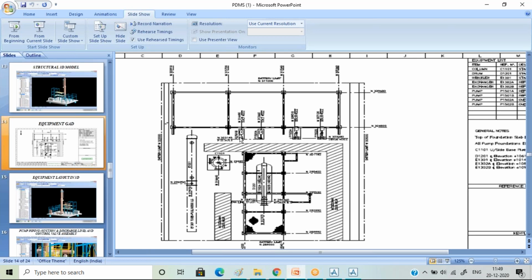And again we come to the pumps. These are the pumps placed below the pipe racks, and this is how we're going to proceed. This is your pathway.